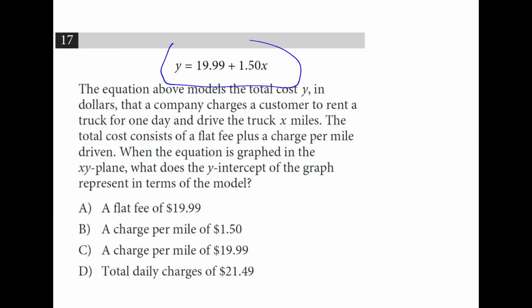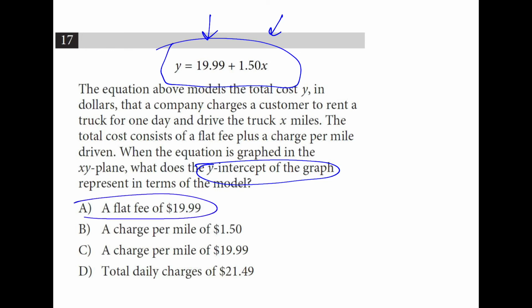So this is the equation that tells you the cost to rent a truck. There's a flat one-time fee, and then there's a price per mile. They want to know what the y-intercept of the graph represents. That means you rented a car, but you have not driven it at all. So it's the flat fee.